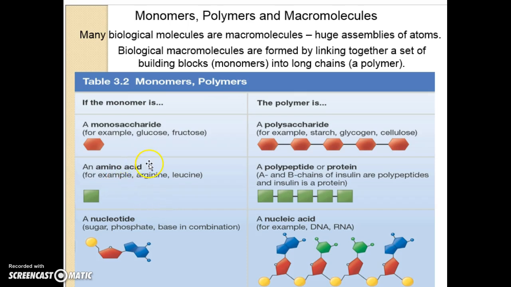The next group is the amino acids, or the protein group. And an amino acid is the monomer of a protein. And when we string together or polymerize these amino acids, we get a polypeptide or a protein. And a question that comes up a lot is what is the difference between a polypeptide and a protein? And really, there is a subtle difference. They are essentially the same thing.